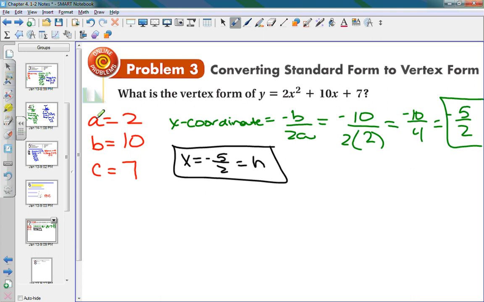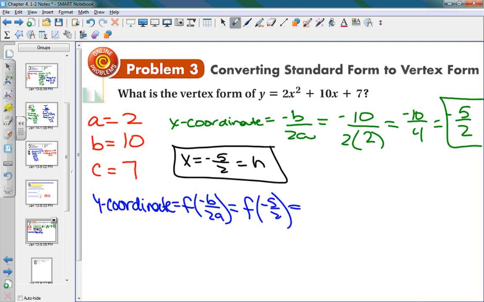So now I need to find my y. Well, my y-coordinate is the same thing as f at negative b over 2a. But what is negative b over 2a? That's f at negative 5 over 2. Well, what is f defined to be? What's another name for f? y. Well, what's y? 2x squared plus 10x plus 7. So every place I see an x, what do I plug in place of it? The negative 5 over 2 goes here, and it goes here.